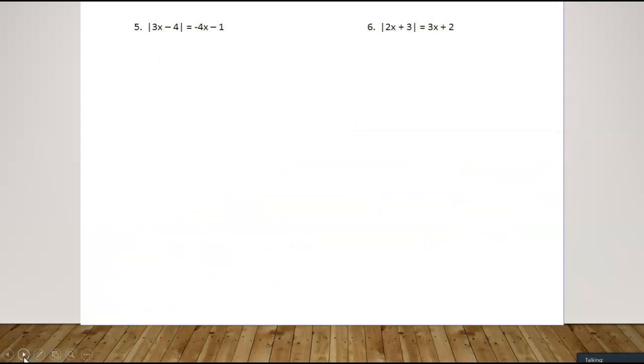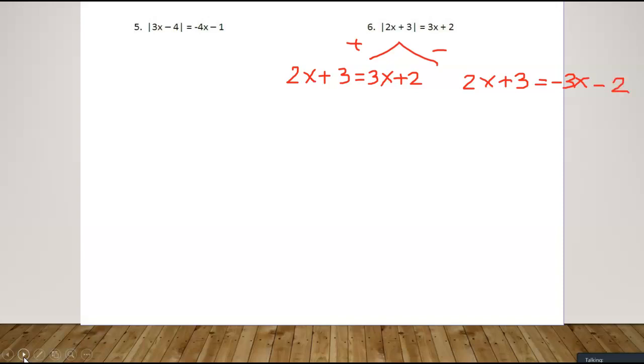Okay, let's look at the other example. You have 2x plus 3 equals 3x plus 2. So we're going to split our problem into the positive and the negative. So again, everything on the other side becomes negative. So the opposite of 3x is -3x. The opposite of 2 is -2. Solve for x.